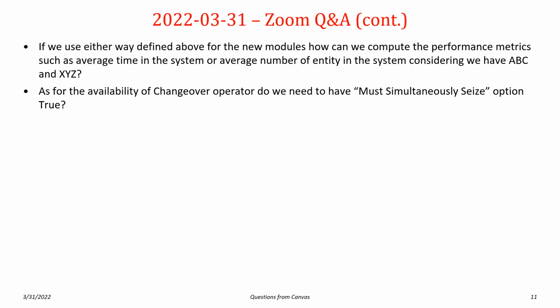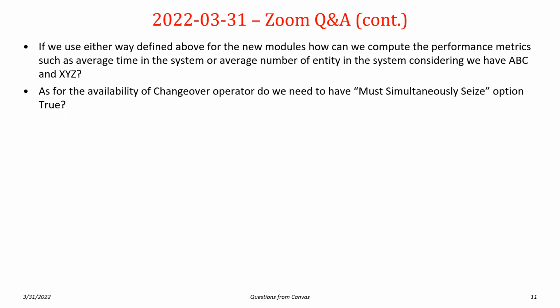If you use that default behavior and you seize the first one and the second one's not available, then you're blocking because you're still holding the first one. If that becomes a problem, you will see it. If you execute your model and you have this situation where the changeover operator is not available and I'm just sitting at a station waiting, you will see that.